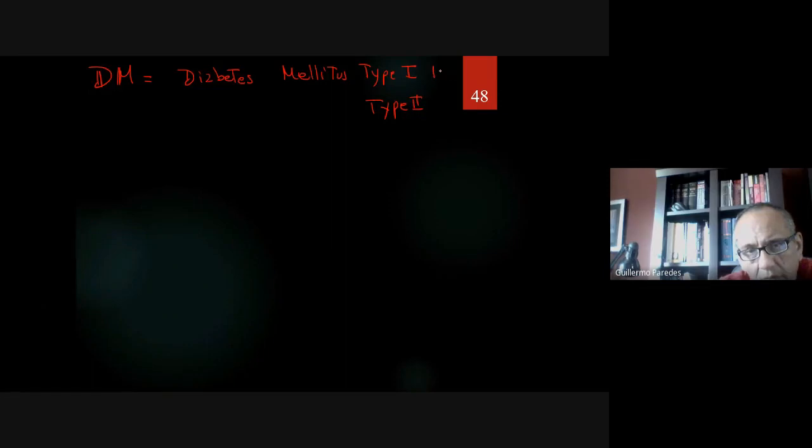I'm trying to make a very straight summary in order to understand a few things. It's 1 o'clock, so we're okay. Diabetes mellitus: we have type 1 and type 2. Type 1 is 10% of all the people. Type 2 is 90%. Gestational diabetes: one in every six or seven pregnant patients can develop diabetes mellitus.